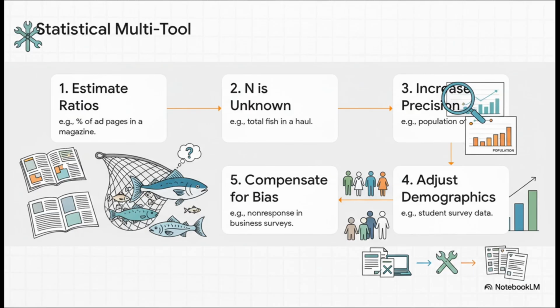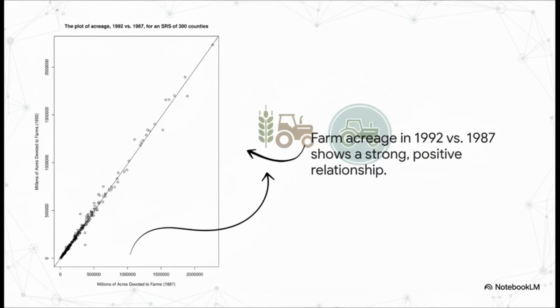It is incredibly versatile. Let me show you a classic example from the U.S. Census of Agriculture. The goal was to estimate the total farm acreage in 1992 from a sample of counties. But here's the kicker. They had the complete data from 1987. Now, just look at this plot of the 1992 data versus the 1987 data. It's an almost perfect straight line going up. That is a super strong positive connection, which makes the 1987 data a perfect auxiliary variable.